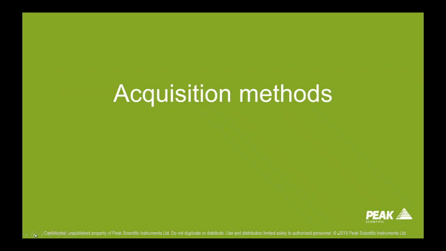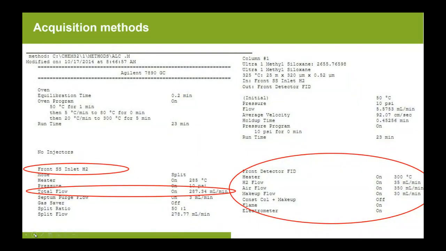So again, if we look at acquisition methods, and again, normally there is an indication of total flow on the acquisition method. So here, for example, we can see we've got a total calculated flow rate of 287.34 millilitres per minute. So that is the total carrier gas requirement, or the total amount of gas going through the inlet.